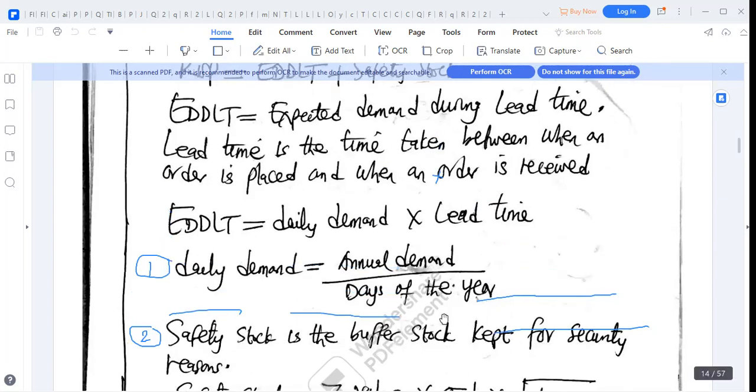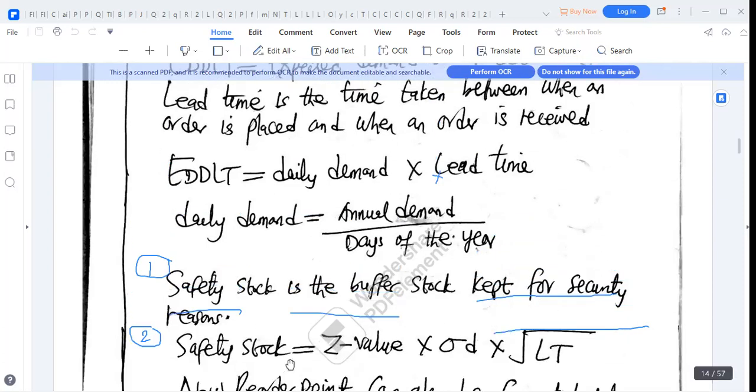Now, here we are looking at the safety stock. The safety stock is the same as the buffer stock: the stock kept for security reasons to cushion on demand. Our safety stock is equal to Z value multiplied by the standard deviation of demand multiplied by the square root of lead time.